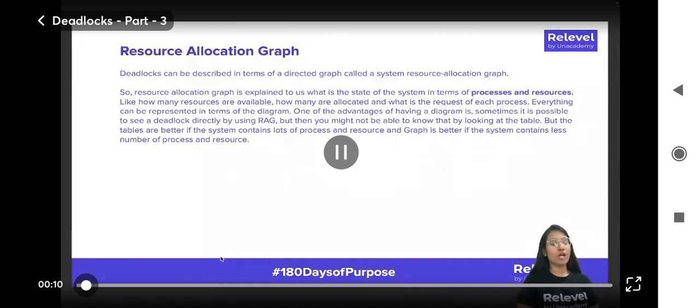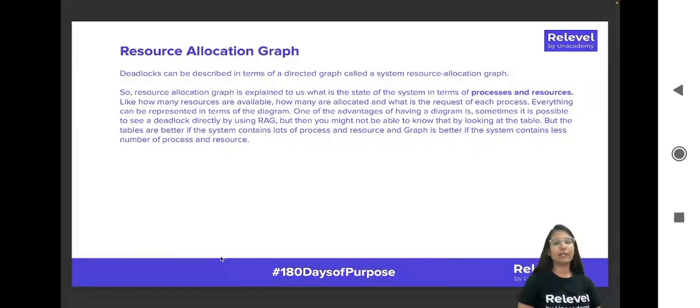So now in this video, after having already talked about the concept of deadlocks, we are going to talk a little bit about the concept of deadlock allocation graphs. Okay, so let's quickly get started.